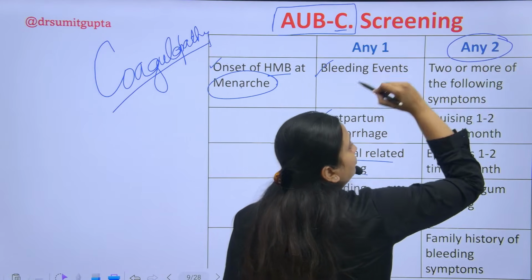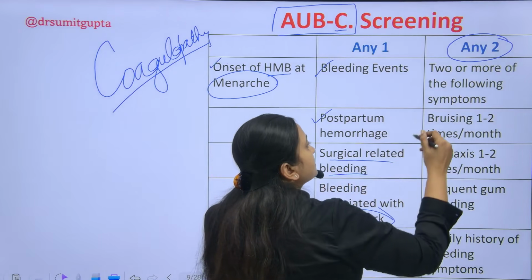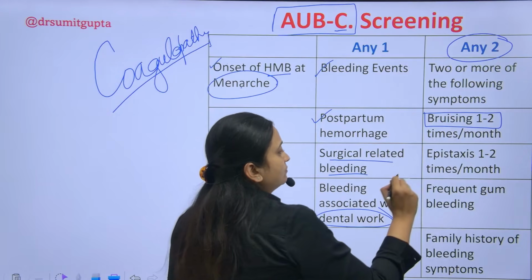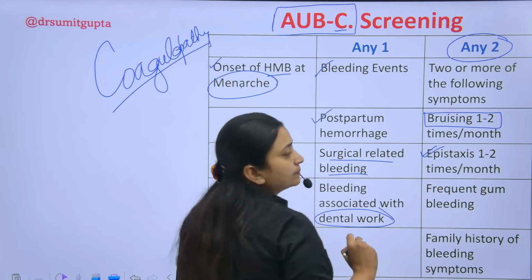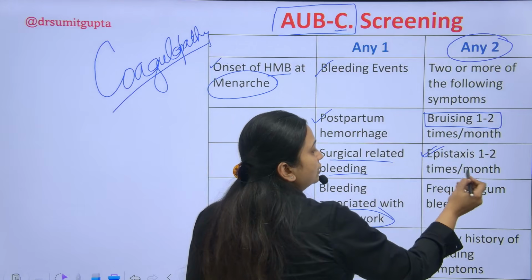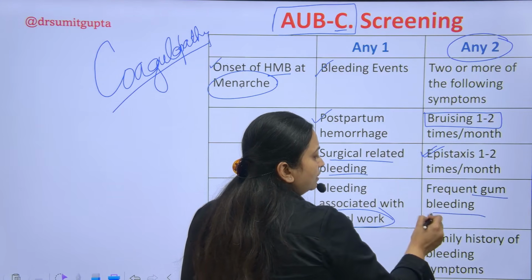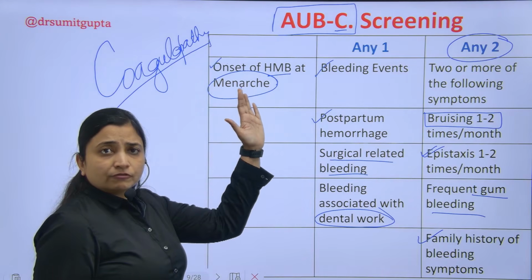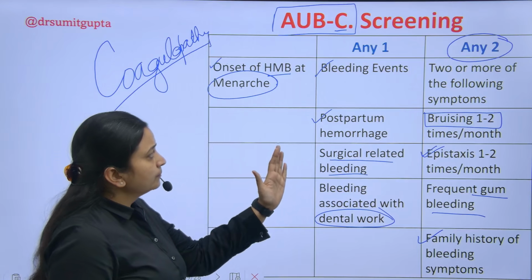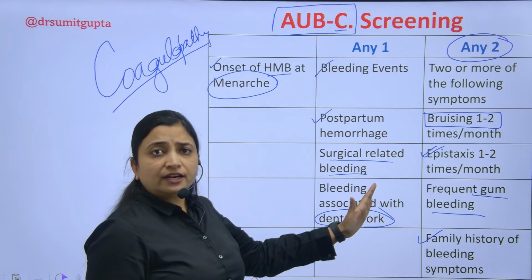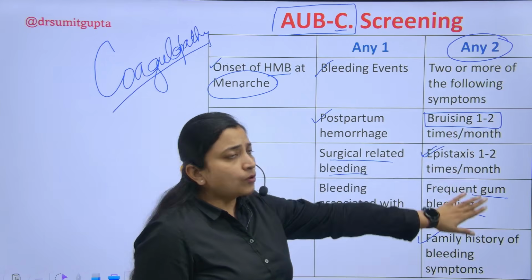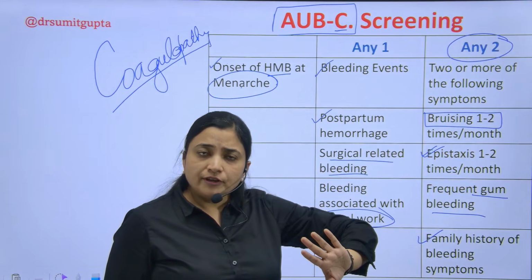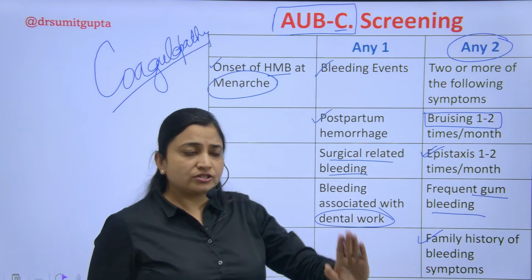Or any two of these, any two. And what are these? Bruising, spontaneous bruising, 1 to 2 times per month. Epistaxis, bleeding from the nose, 1 to 2 times per month. Bleeding from the gums, and family history suggestive of bleeding symptoms. So either from menarche, heavy menstrual bleeding, or any one of them surgically related events, or any spontaneous bleeding from the natural orifices, any two of them. Think of AUB-C and please go for coagulation studies.